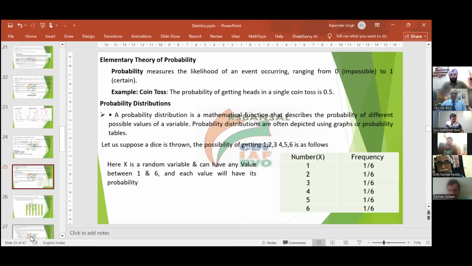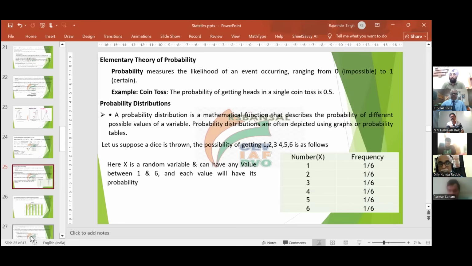Then next is the elementary theory of probability. Probability measures the likelihood of an event occurring, ranging from 0, which means impossible, to 1, which means certain. For example, if you toss a coin, the probability of getting a head in a single coin toss is 0.5.